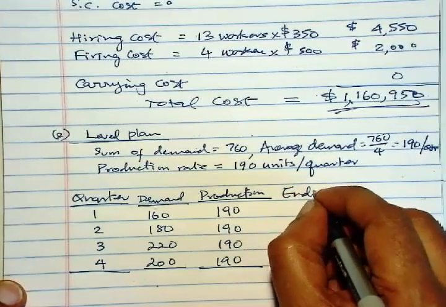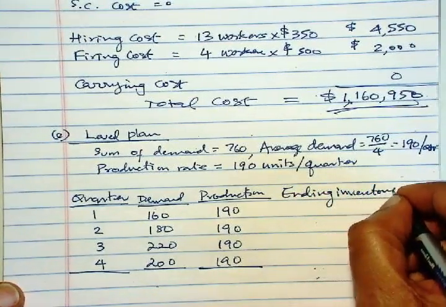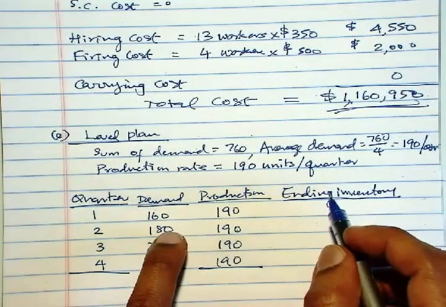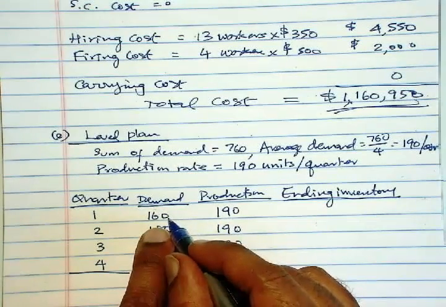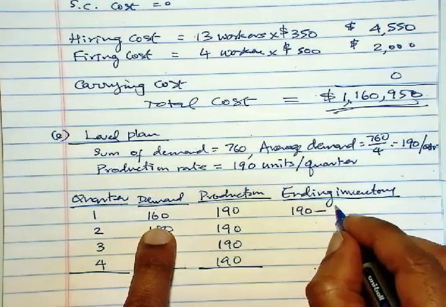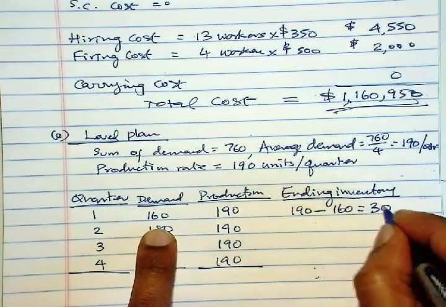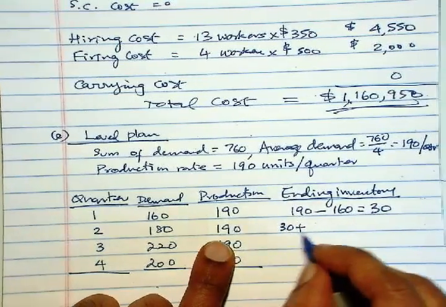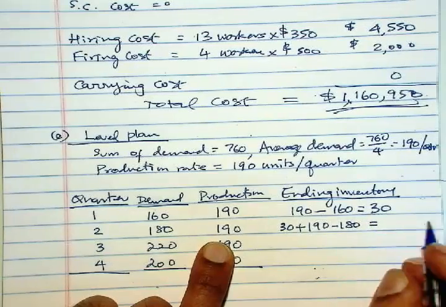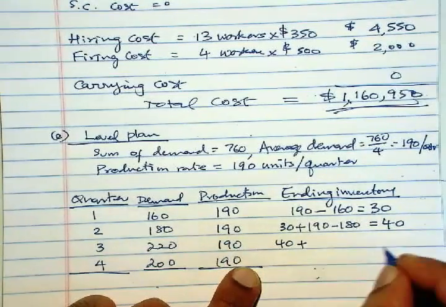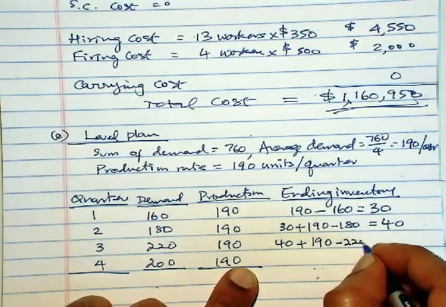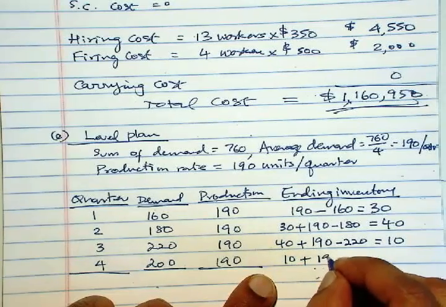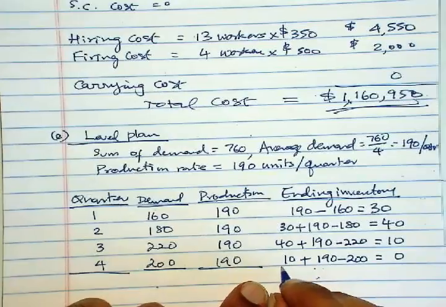So then we have to find ending inventory. Our initial inventory is 0, so we don't have to worry about the first inventory. So now we have production of 190 and demand of 160, so that will give us 30 as the ending inventory for the first quarter. For the second quarter, we start with 30, we produce 190, and the demand is 180, so ending inventory is 40. Next we start with 40, we produce 190, but the demand is 220, so we end up with 10 units. So start with 10, produce 190, demand is 200, so we end with 0.